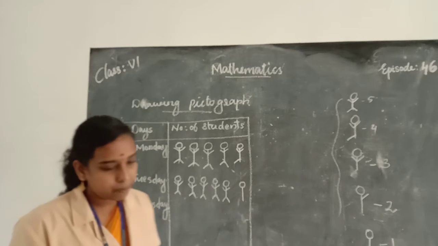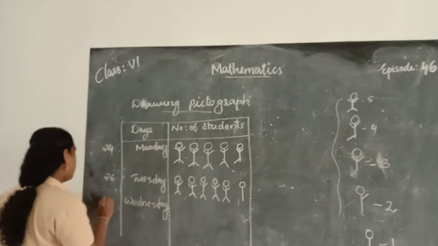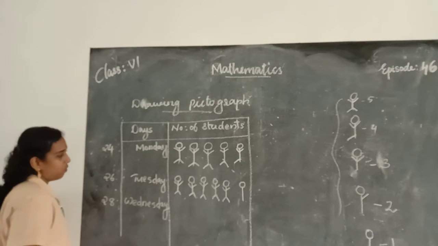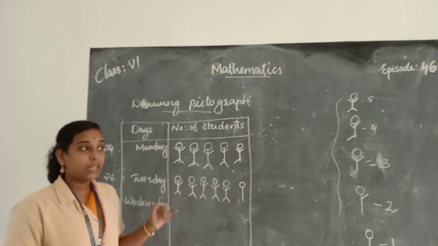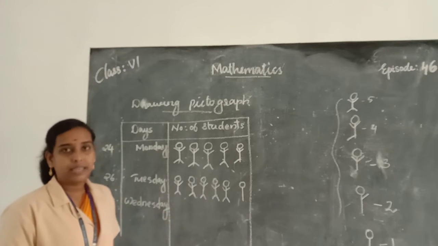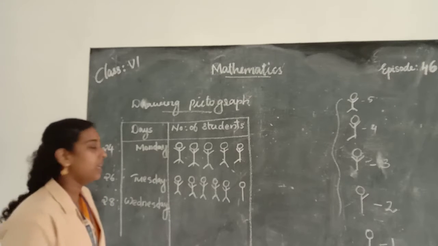On Wednesday, 28 students were present. So 28 means 25 plus 3. Sorry, 25 plus 3, that we get 28.